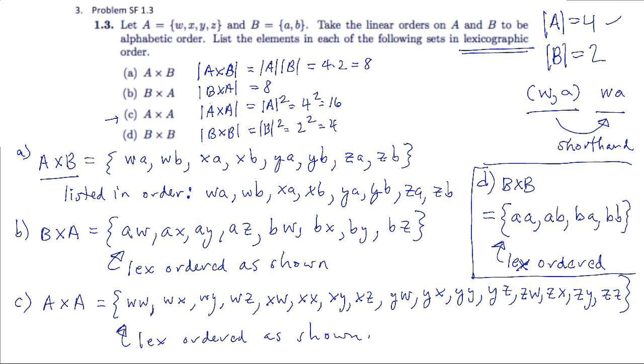I hope you see that lexicographic ordering, when you have a cross product, is pretty straightforward. You make sure that you go from left to right in the order, basically. Hope that helps.